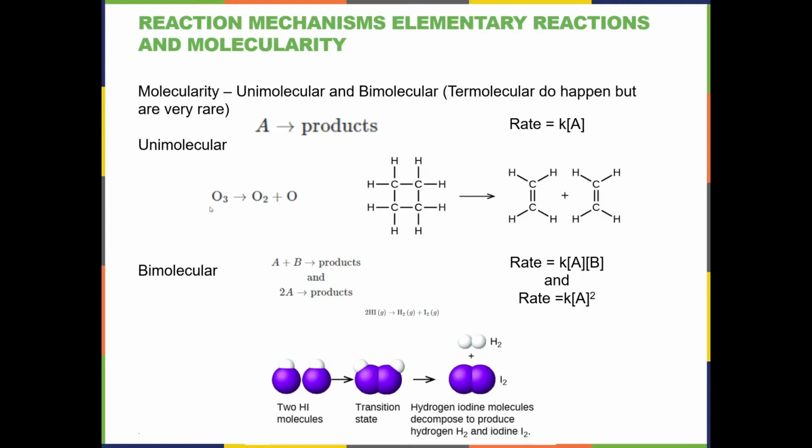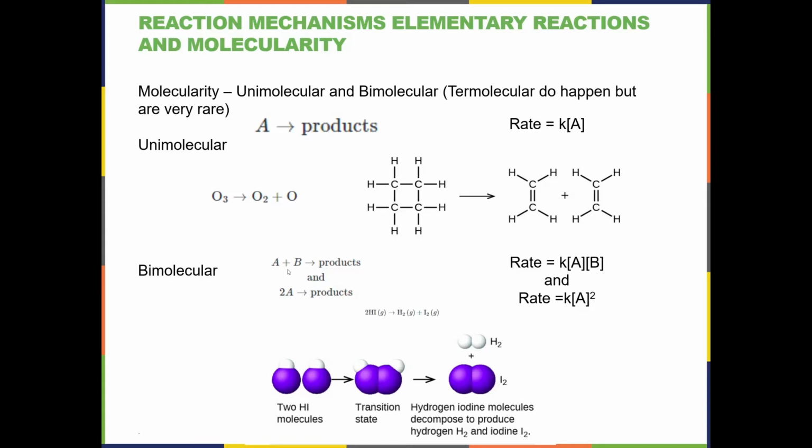So here's an example. O3 falls apart to form O2 and O. Rate equals k[O3]. The more O3 you have, the faster the rate of the reaction. In this case, we have this hydrocarbon falling apart into two ethylene molecules. Okay, and in this case, the rate is equal to k times the concentration of this molecule right here. So these are unimolecular reactions. One thing falls apart into multiple things. In this case, they both fall apart into two things. They could fall apart into more things, of course.